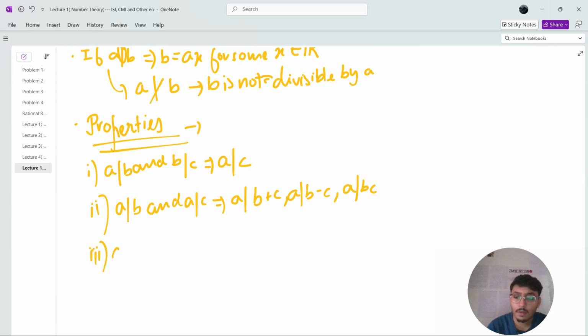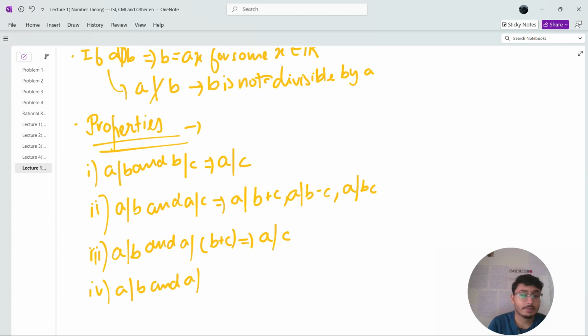Number 3, if A divides B and also A divides B plus C, then A divides C. These are some very general properties. We do not need to prove them, or maybe I can show you by proving any one. So first let me write down all the properties. Similarly goes for the subtraction case. If A divides B and A divides B minus C, then A has to divide C.